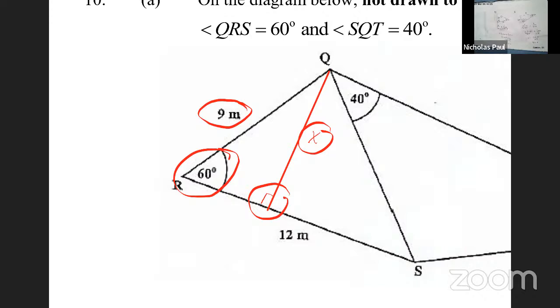So you're looking on the left side. Look on this side with more information. Go ahead, solve for X.